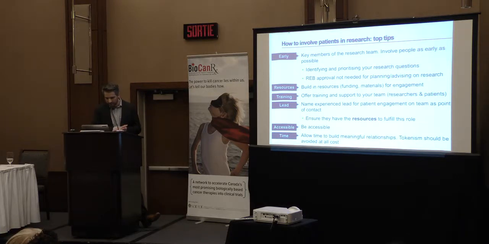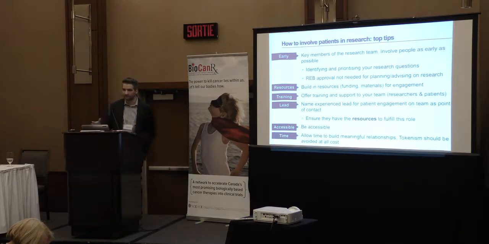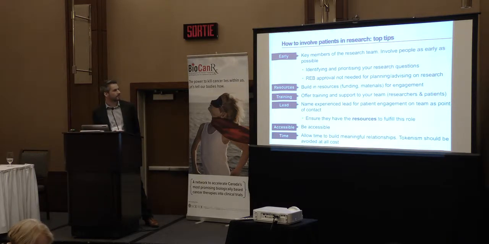So first, involve people as early as possible, even as early as identifying and prioritizing the research questions themselves. You don't need ethics approval to do that, particularly if they're partners in the research. Sometimes that's a misconception. And integrate people as key members of the research team. Make sure to build in resources, whether it's funding or materials, to allow that engagement to happen. Offer training and support to your team, not only from the perspective of patients and partners, and there is training that Zara and others provide for that, but also for the research team as well. Often researchers are relatively new to involving partners and patients in the research, and so there's a need for training on both sides. If you can build that into your process, it'll make for a smoother process.